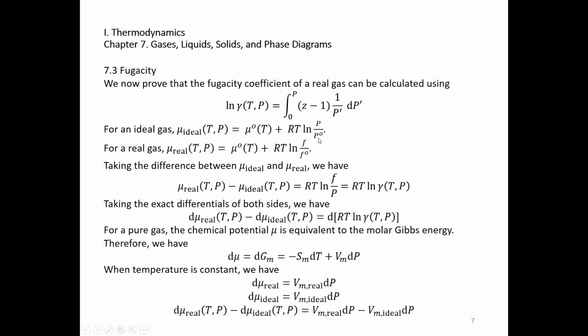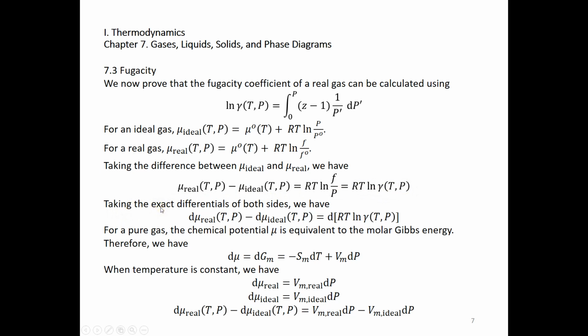However, they are different. P naught is the standard state for an ideal gas. f naught is the standard state for a real gas. Now let's take the difference between these two equations. So basically we have the chemical potential of a real gas minus the chemical potential of an ideal gas, and then these two cancel. We have just RT times ln f over P. f over P is gamma, so we see this natural logarithm of gamma here already.